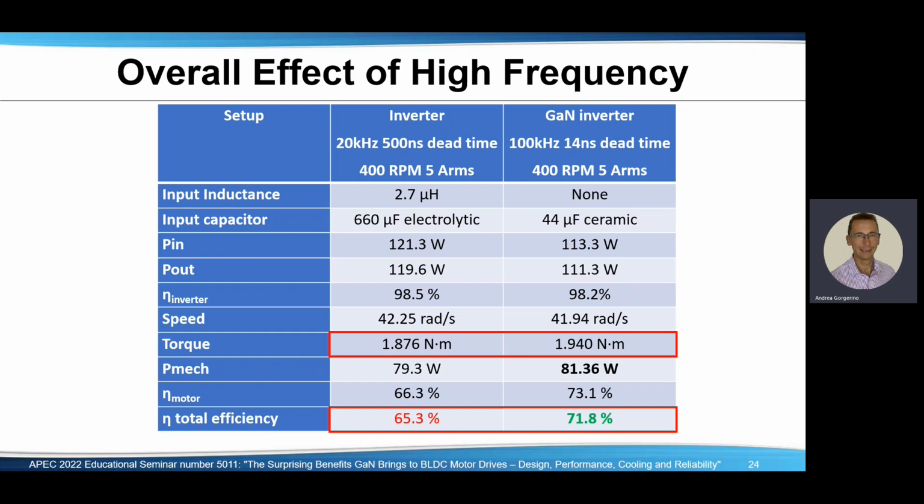So notice that the 100 kilohertz inverter actually has higher losses because it is switching faster. However, the overall system efficiency is significantly increased, again, because of the increased torque per amp. So this is the overall system level effect of reduced dead time.